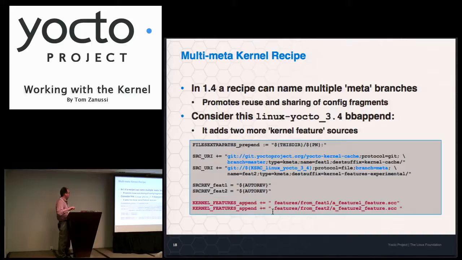And just quickly, how you do that is add the new meta branch to SRC_URI. Here we're adding two new sources of kernel features, and we're naming them feat1 and feat2. And then down below in our recipe, we're actually using the KERNEL_FEATURES append to pick and choose features from each of those branches, in addition to the one that's available with the repo itself. So we haven't used them this much, but it should be pretty useful in the future.